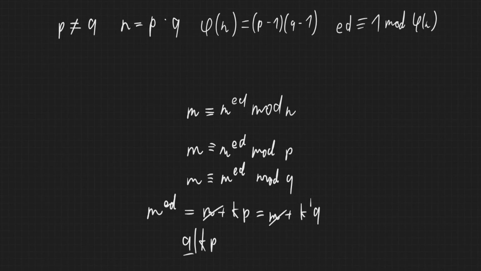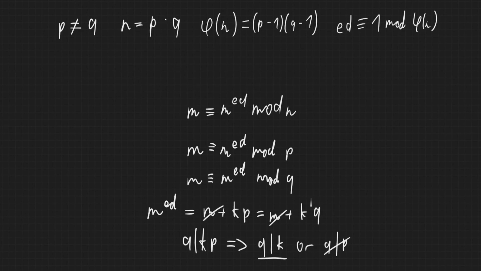And q is a prime number, which means that we can use Euclid's lemma again. So q either divides k or q divides p. Remember, p is also a prime number, and p is not equal to q because we've chosen them to be not equal. So this means q cannot divide p because p is only divisible by p and 1, and q is neither of them, so q can't divide p, which leaves us with q divides k.